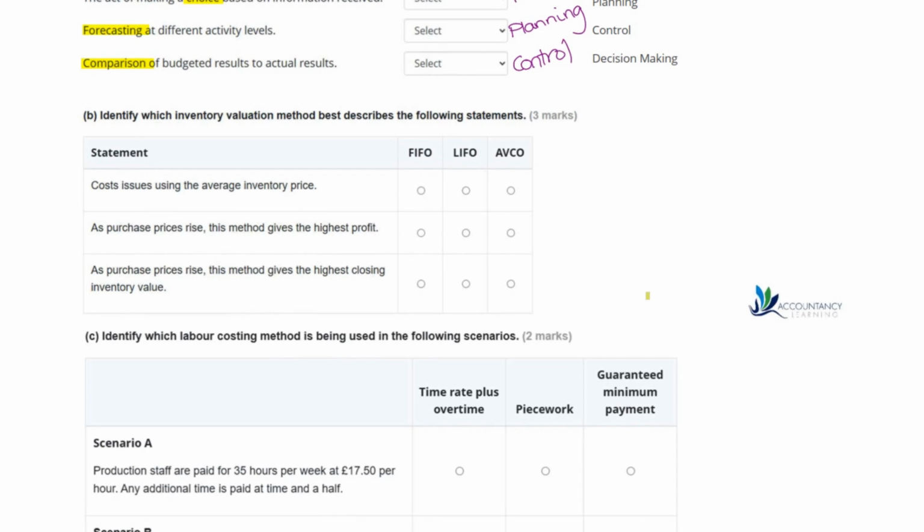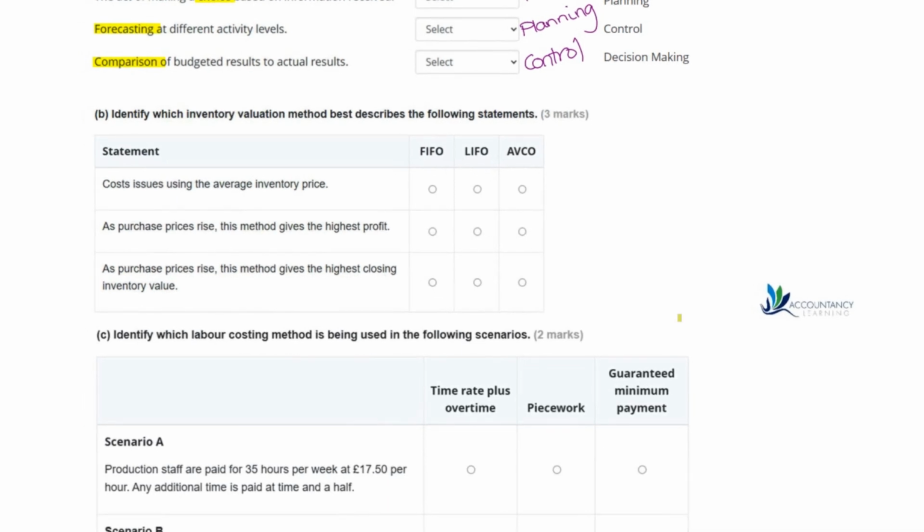Part B, identify which inventory valuation method best describes the following statements. So we've got to decide between FIFO, LIFO and AVCO. So remember, this is first in, first out. LIFO is last in, first out. And AVCO is the average weighted method.